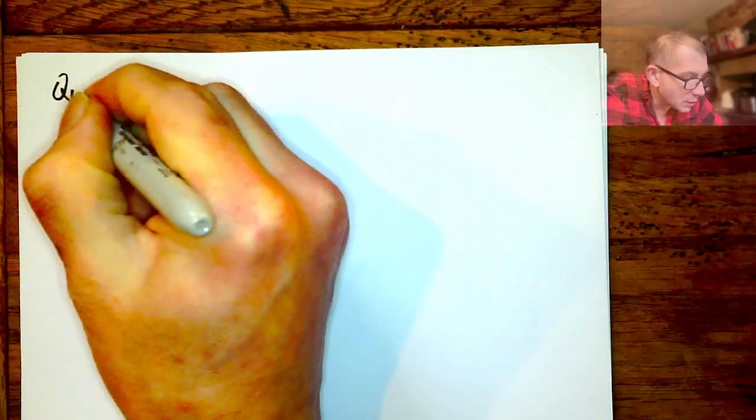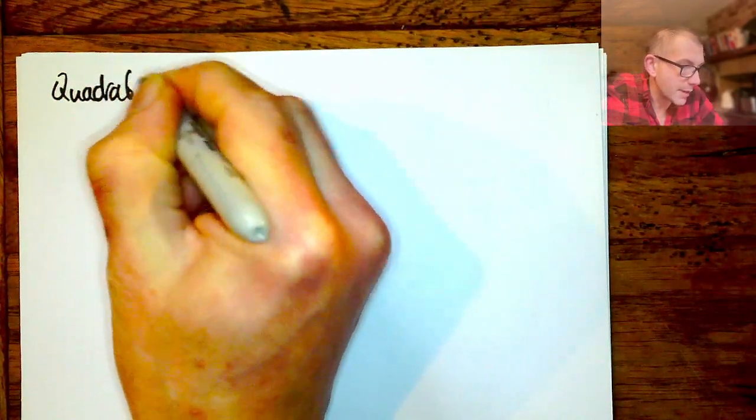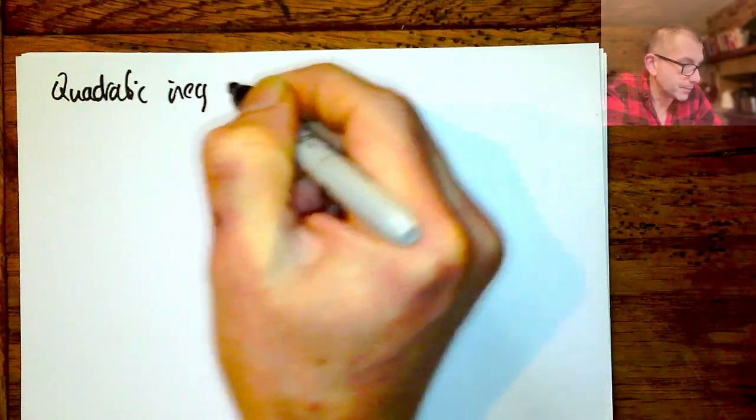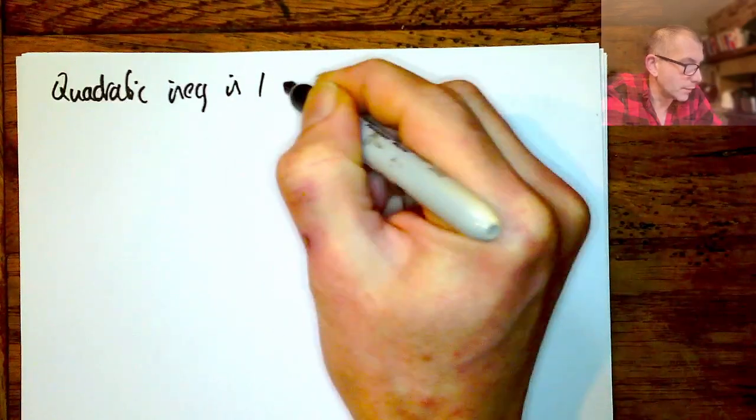So we've done linear inequalities in one variable. We're now going to do quadratic inequalities in one variable.